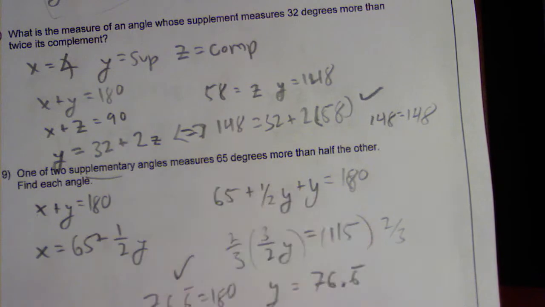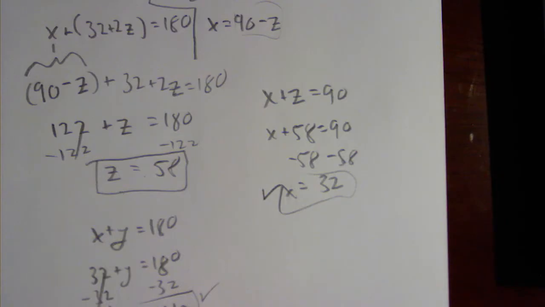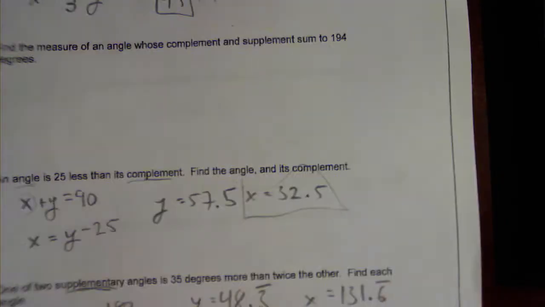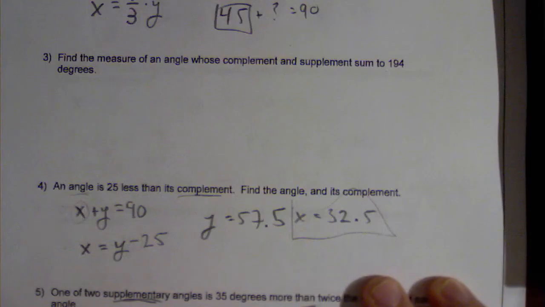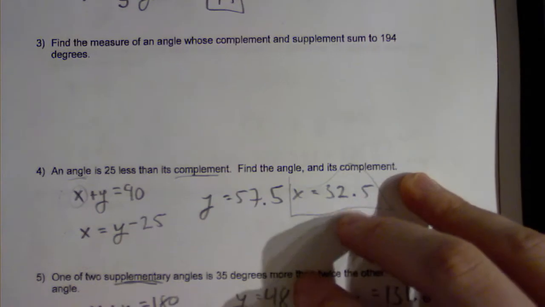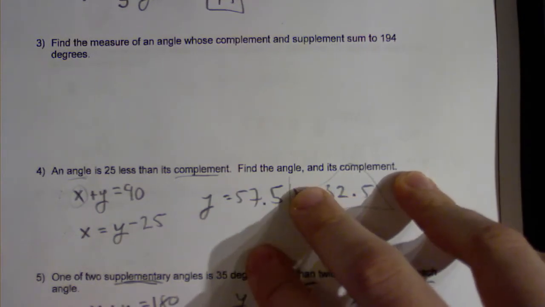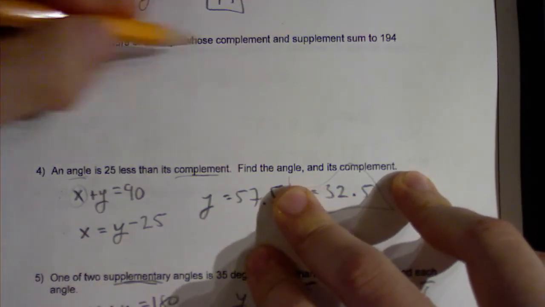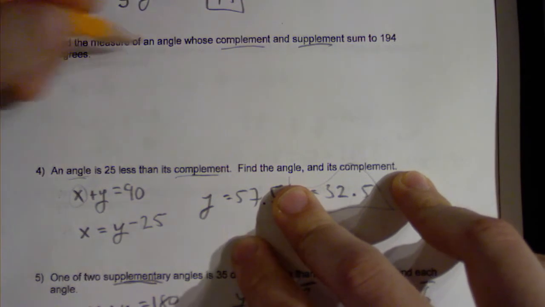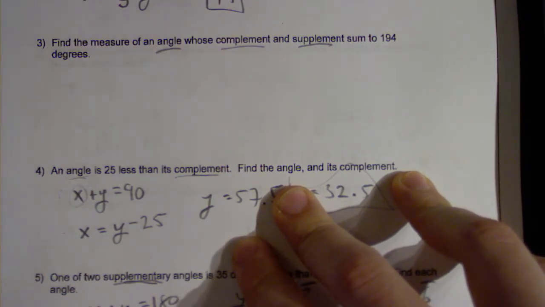All right, final question. We're done with this set of worksheets. Number 3, again, this was a challenge one. It's going to be very similar to those past two. We're going to have 3 equations here. Find the measure of an angle whose complement and supplement sum to 194 degrees. So I have a complement, and I have a supplement, and I have my angle. Those are the 3 things I need to find.